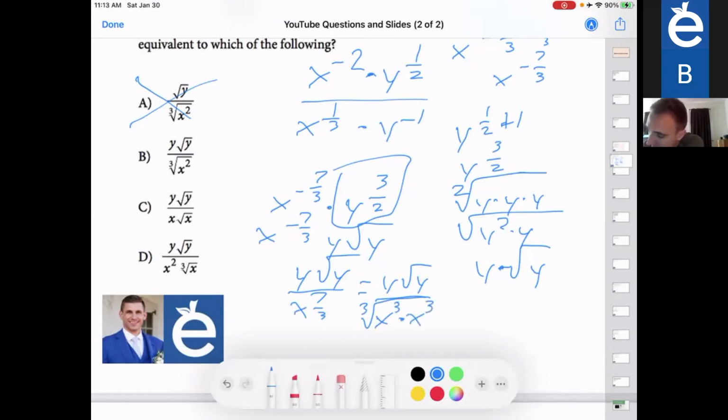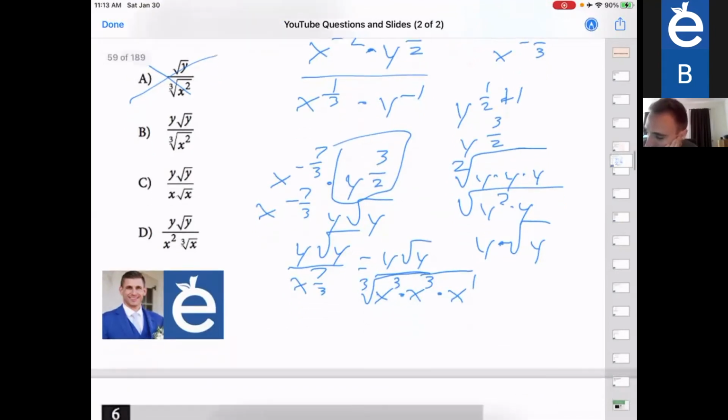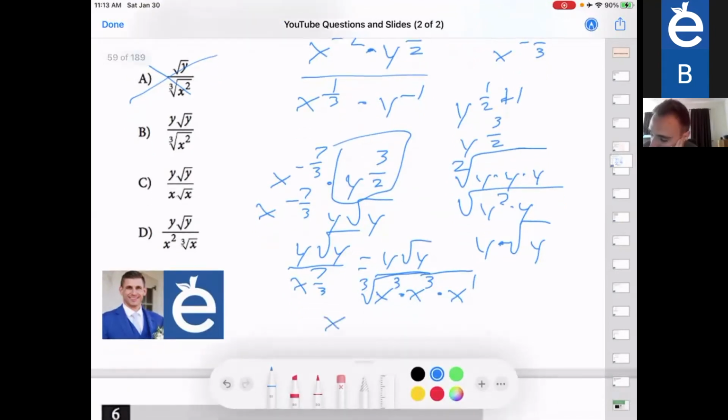Write another x to the 3rd. I'm going to break it up as x to the 1st, right? Because all those exponents, 3 plus 3 plus 1, add up to that 7 that we had. So if I take the cubic root of x to the 3rd, I get x. I take the cubic root of another x to the 3rd, I get another x. So I'm going to have an x squared out here. And then whatever's left, I have the cubic root of x to the 1st. So this is what should be my denominator.